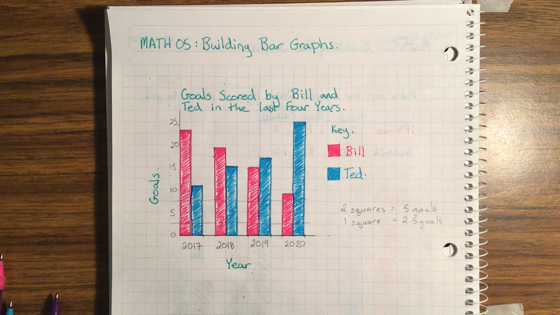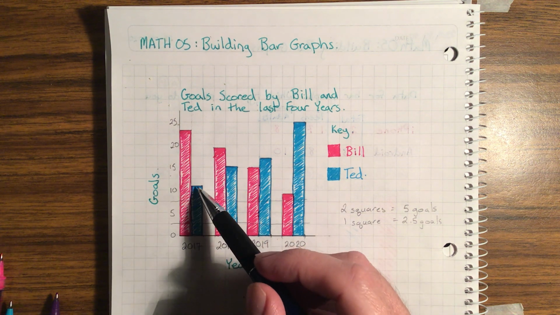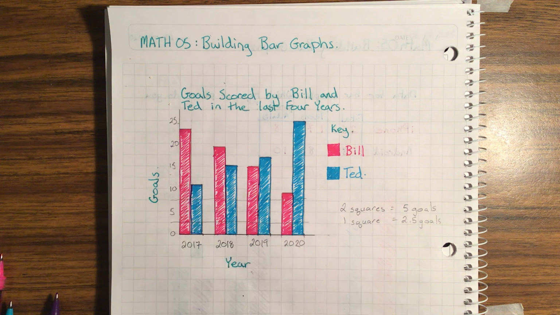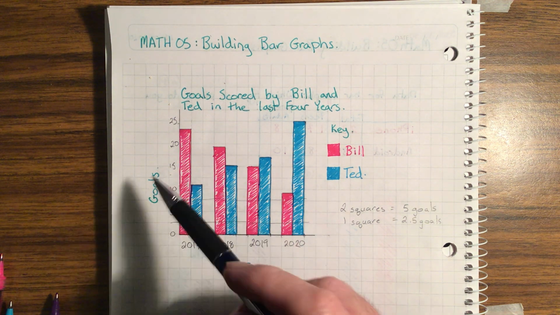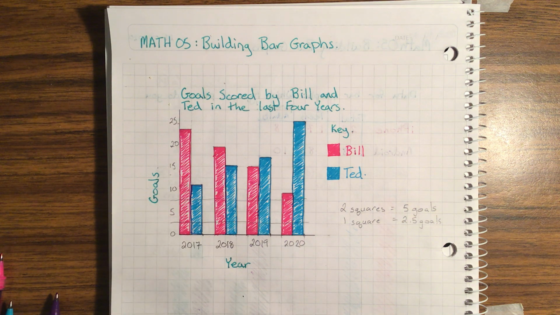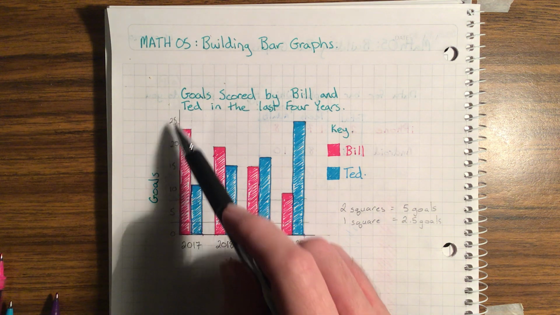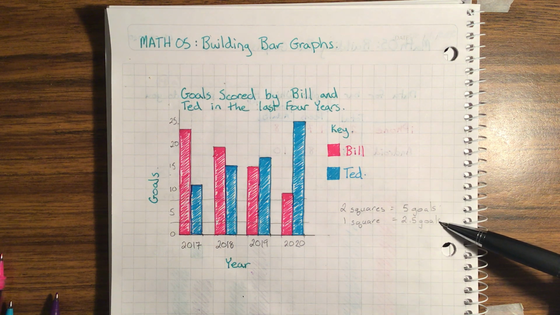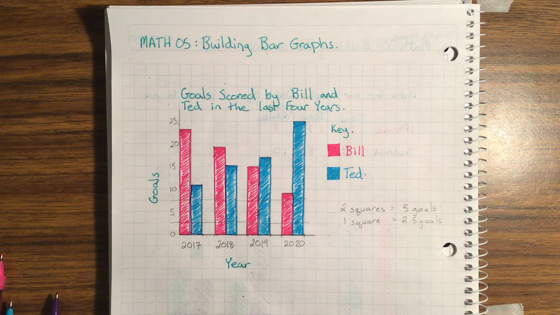So you really have to interpolate where this line is. It's just a little bit above the 10. So it would be 11. All right, so our vertical axis label is goals, and we have a scale. 2 squares is 5 goals, or 1 square is 2.5 goals.